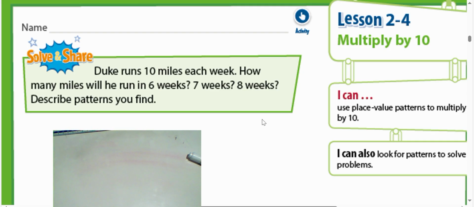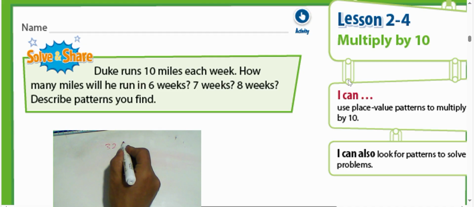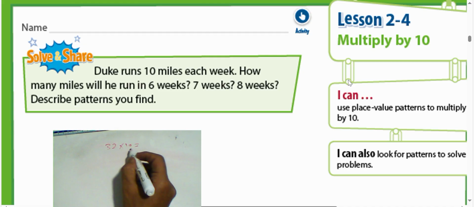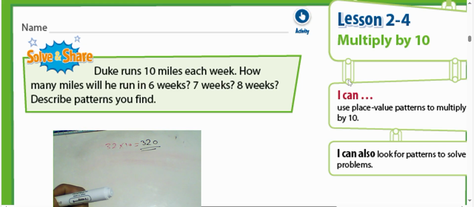Lesson number 4. Multiply by 10. To multiply a number by 10, we must put 0 in the ones place and then write the remainder here. Write 32 times 10. We can write 0 first here, and 1 times 32 equals 32. And the result will be 320.